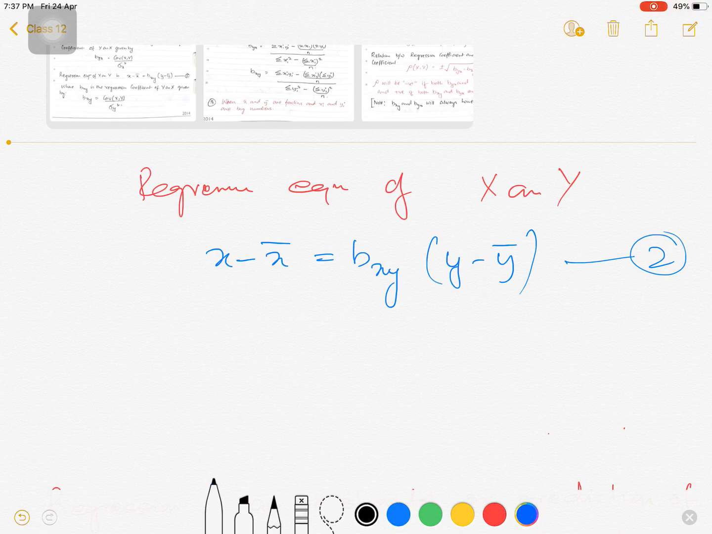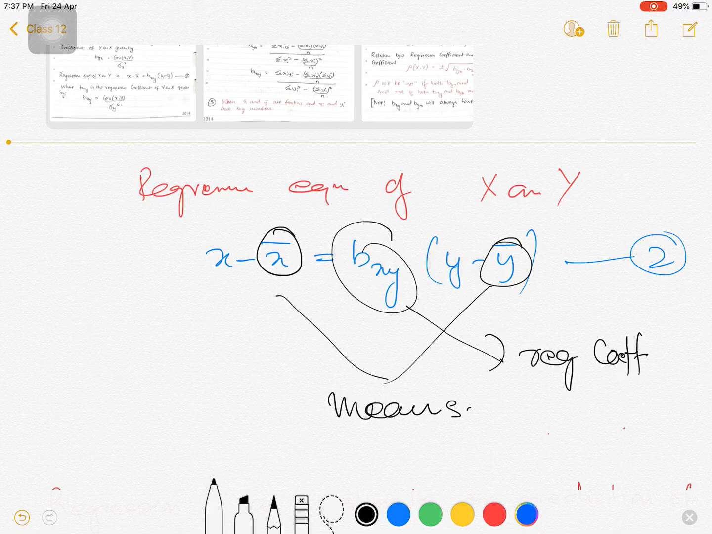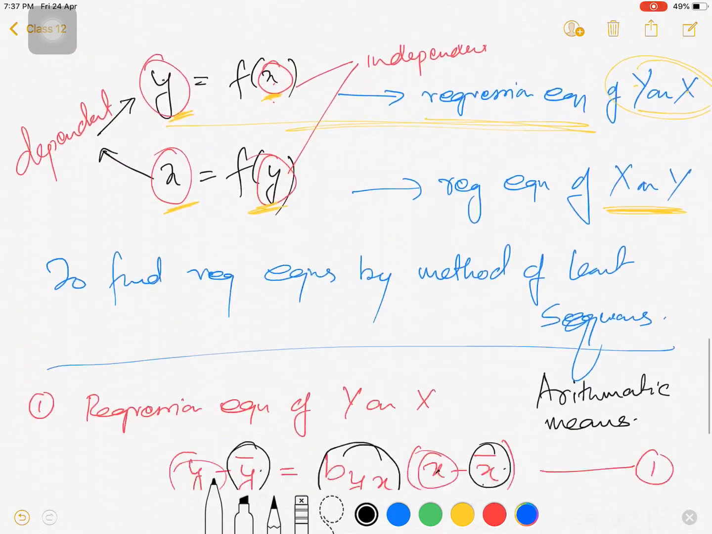Now again, let's come to this. What are x bar and y bar? These are means. And bxy is the regression coefficient of x on y.